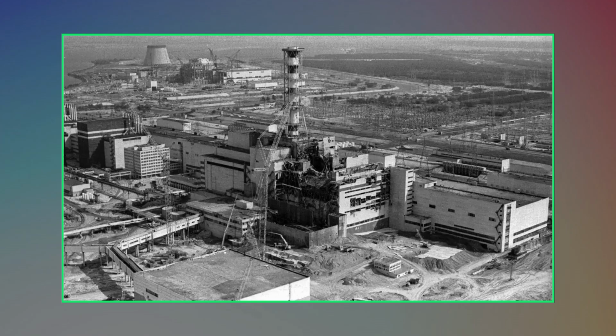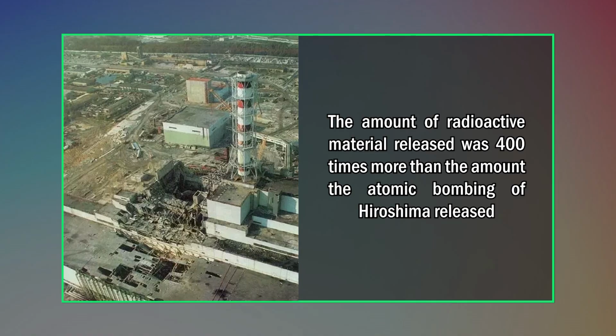It now is viewed as one of the national disasters of the century. The most significant damage resulting from the accident was the radioactive contamination of an enormous amount of territory where conditions became harmful to life. The amount of radioactive material released was 400 times more than the amount the atomic bombing of Hiroshima released.